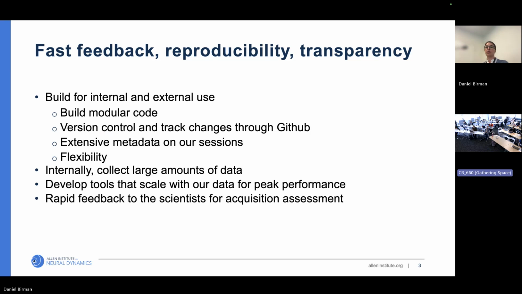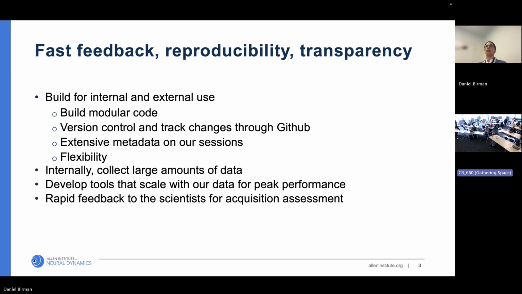And then we also want to develop for flexibility. So we have these modular pieces of code that run algorithms, and we want folks to be able to tune those algorithms however they need to. Internally, we collect very large amounts of data, and we need to develop tools that scale with our data and run at peak performance.